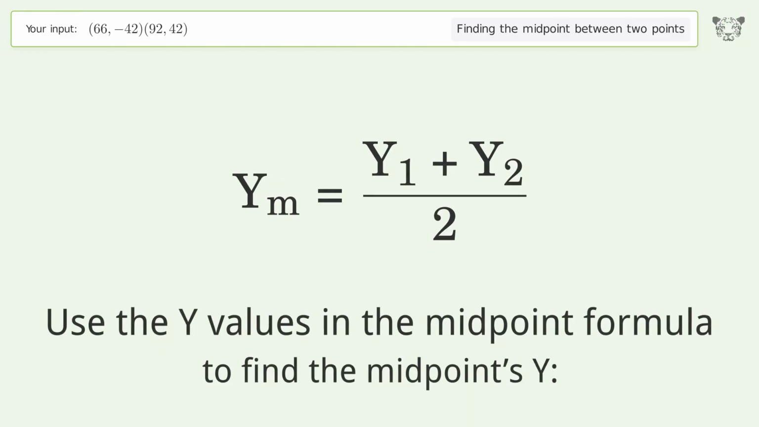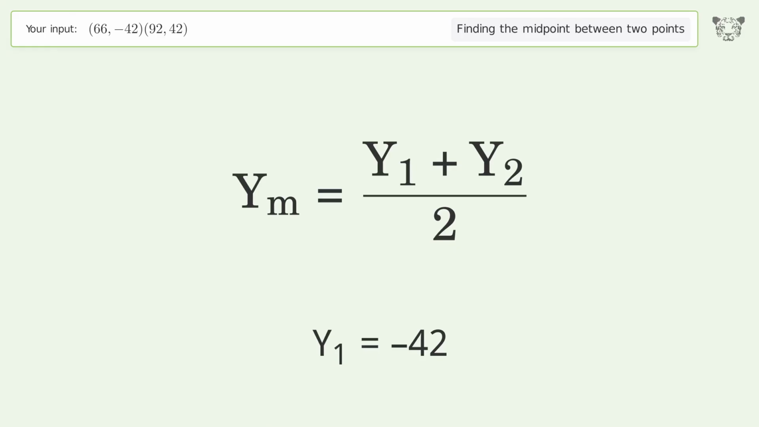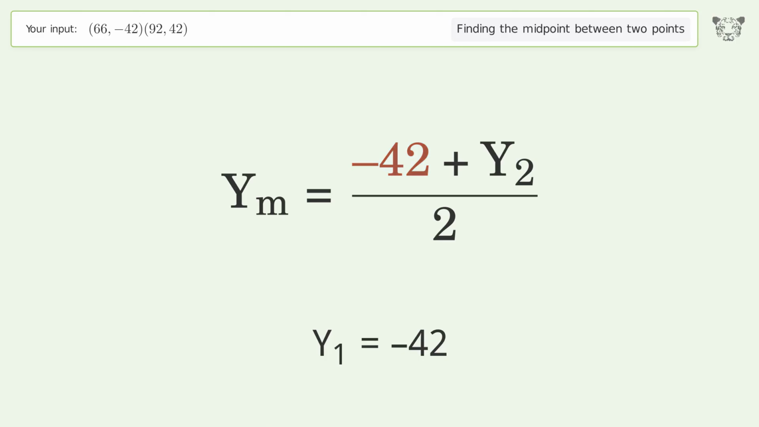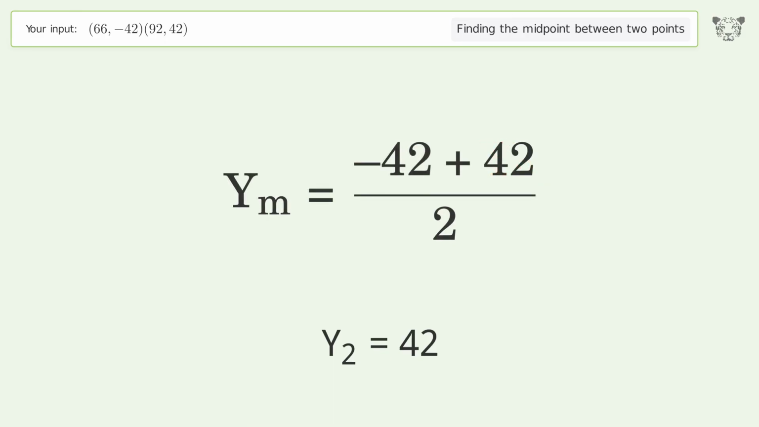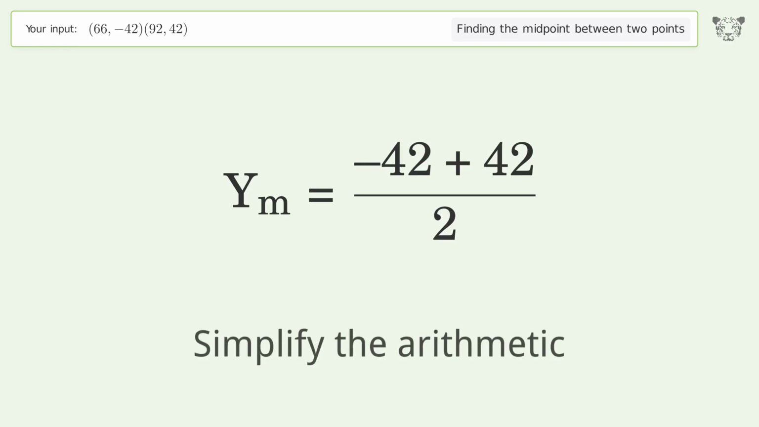Use the y values in the midpoint formula to find the midpoint's y. y1 equals negative 42. y2 equals 42. Simplify the arithmetic.